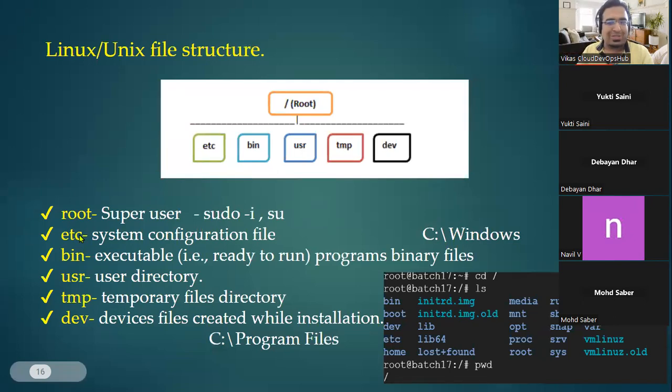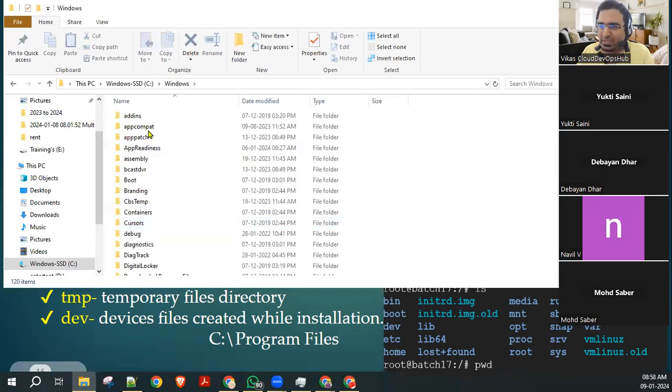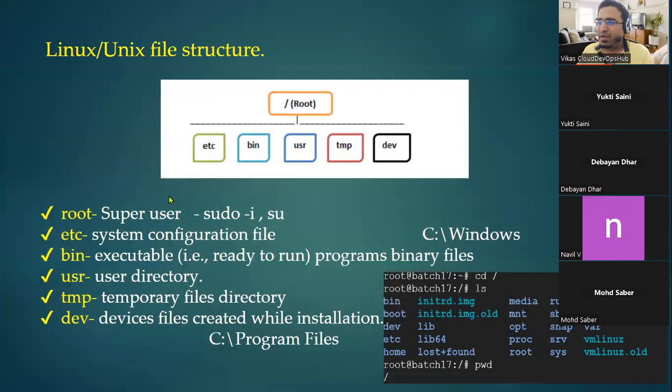In Windows, when you go to the C Windows location, you will see the same kind of files. Whatever is available in Windows will be in the etc folder in Linux. Let me prove that. In Windows, there is a Windows folder. Whatever is available inside this folder will be available in Linux, in the etc location. Make sense? Yes or no? Cool. Next folder.